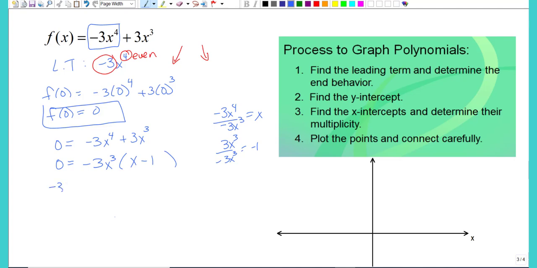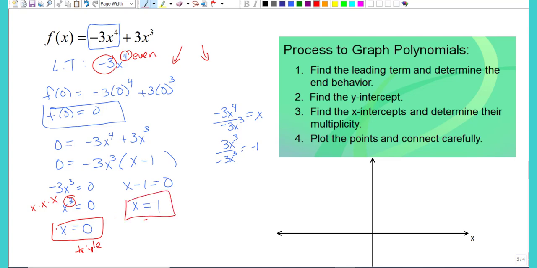So now we need to set each factor equal to 0 and solve. So here I divide by negative 3, I still get 0. Take the cube root, I still get 0. And here I have a 1. But now I need to state the multiplicity. This really was x times x times x. I really had 3 of those. So this is triple, or a multiplicity of 3. And this is a single.